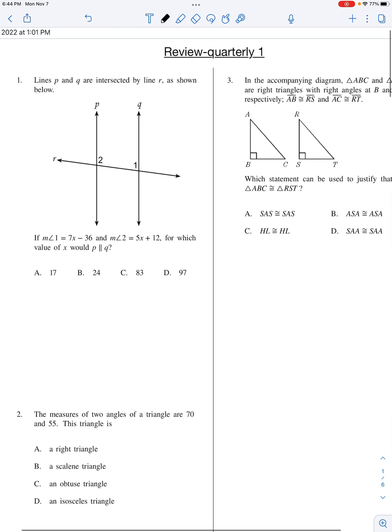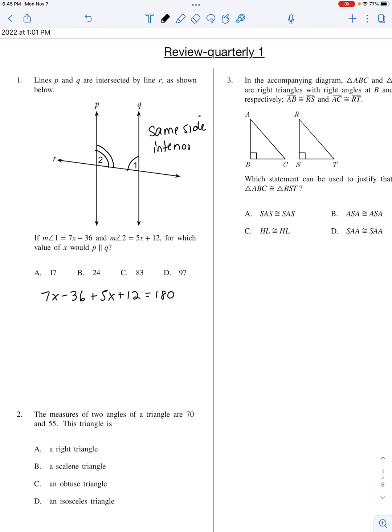So on number 1, it's about parallel lines cut by a transversal. If you look at where angles 1 and 2 are, they're not going to be equal. They're not alternate interior. They're not corresponding. They're actually going to add up to 180. So you take the two expressions and you set it equal to 180. Remember, all the angles in that diagram are either equal or supplementary, and these two will be supplementary. They're called same side interior angles. You don't have to know that name, but you do have to know whether they're equal or supplementary, and these ones are supplementary. So you add them up to equal 180.